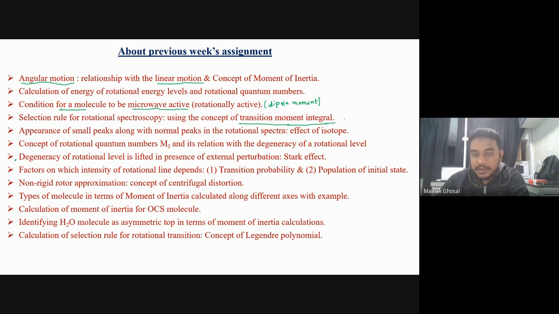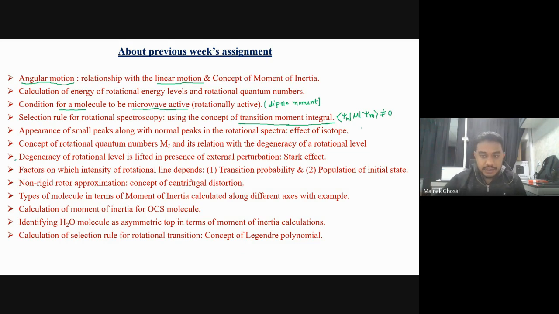What is the concept of transition? If I write with bracket notation, if there is a transition from psi m to psi n, then the integral of psi m, mu, psi n will be non-zero, not equal to zero. This is the condition for the transition moment integral. For a transition to happen, this integral should be non-zero, whether it is an electronic, vibrational, or rotational transition.